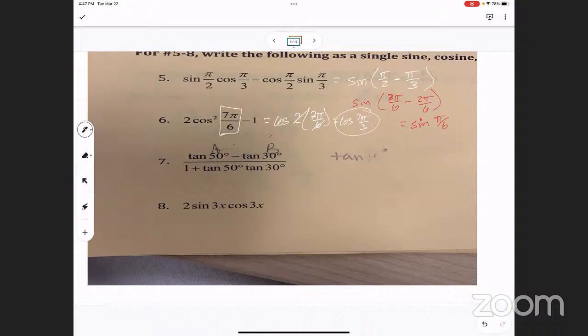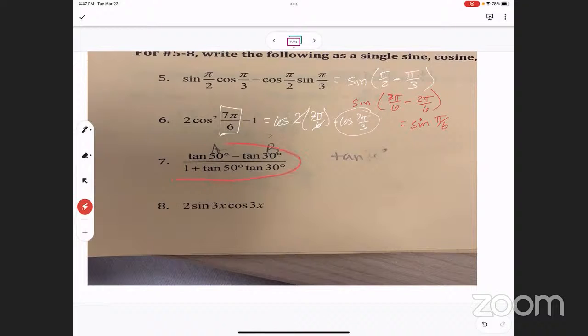Hold on. Did they want us to? Oh yeah. You have to make sure you read the directions. It says write them as a single sine or cosine. They didn't say to simplify it. They just said write it as a single. I was thinking maybe they want you to give the actual answer for this, but they didn't. The answer for this would have been 1/2. The answer for this would have been something else. But they don't want you to do that because it just said write as a single sine or cosine. So I'm glad I saw the directions.